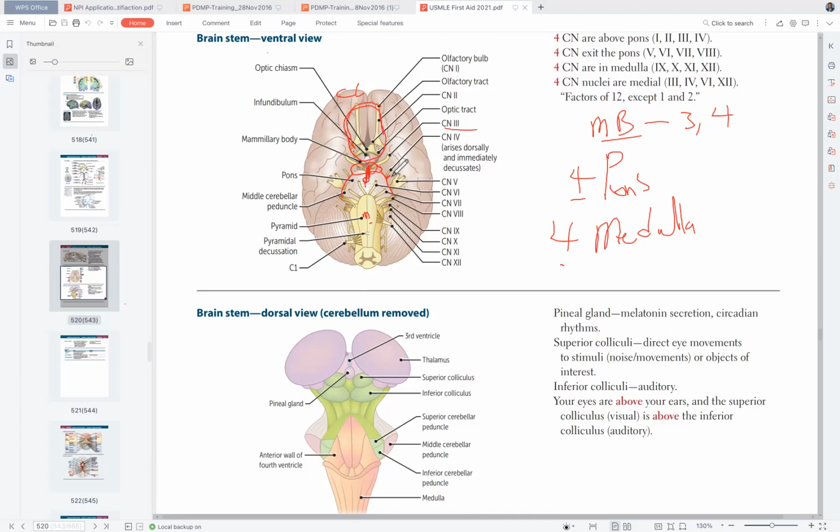Now let's go to the pons. If 4 are coming from the pons, therefore we'll have 5, 6, 7, 8, because we have 3 and 4 from the midbrain. Also, we want to start counting from the middle outwards.